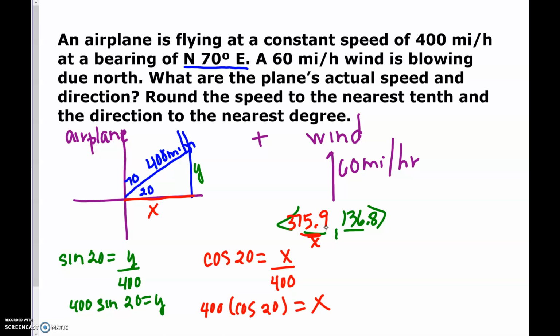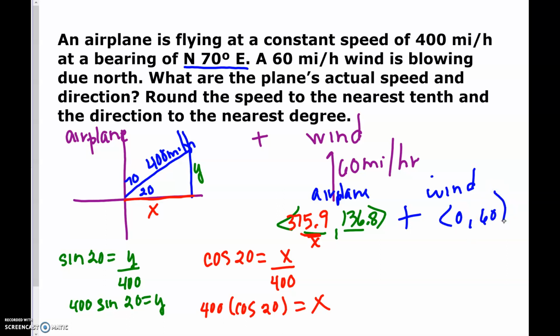So now I need to add to this vector. So to this vector, I need to add to it the wind. So this is the airplane vector. And now I need to add the wind to it. Well, wind, is that an x value or a y value? If it's going straight north, isn't that an up and down? So isn't that a y value? So it would be 60.